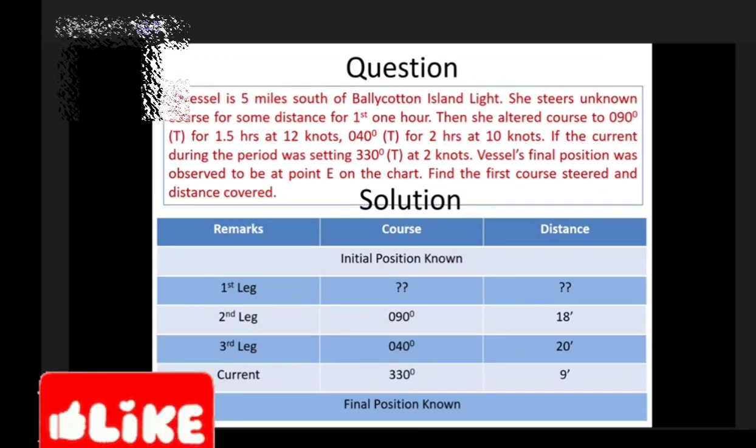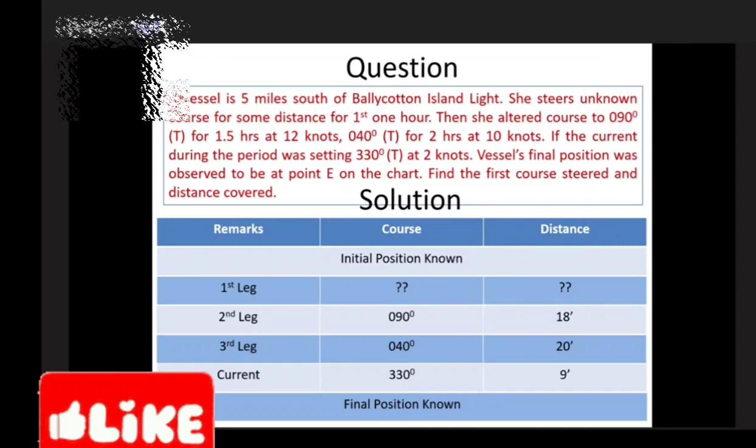The question mark could keep shifting down, and the question would keep changing every time, right, beta? We can mix up the course of the first leg or third leg. Please take down these values. Second leg is 090 into 18, third leg is 040 into 20, current is 330 into 9, and final position is E.